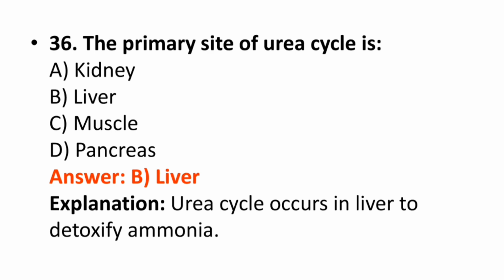The primary site of urea cycle is option A, kidney, option B, liver, option C, muscle, option D, pancreas. The correct answer is liver. Urea cycle occurs in liver to detoxify ammonia. The primary site of urea cycle is option B, liver.